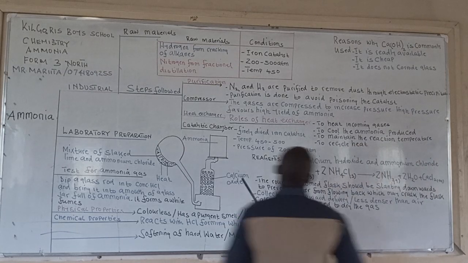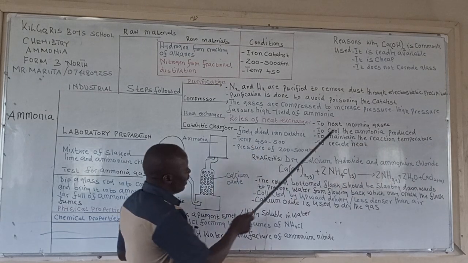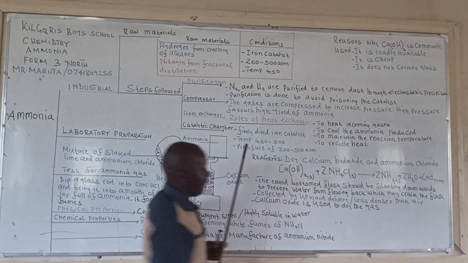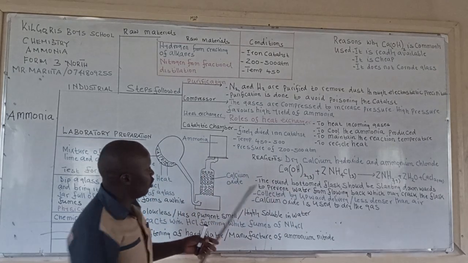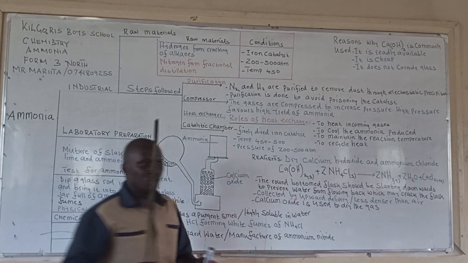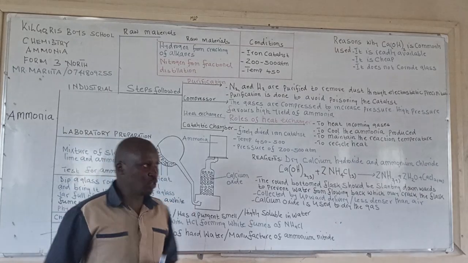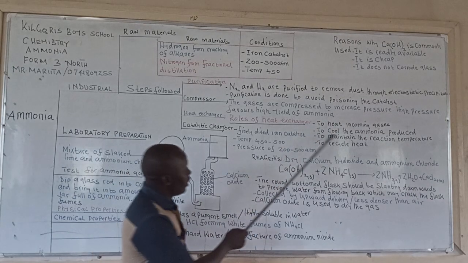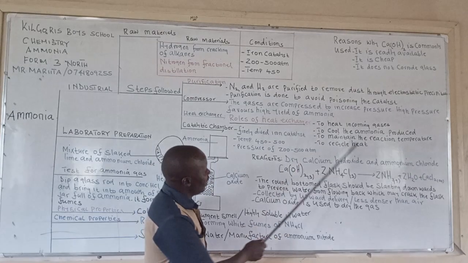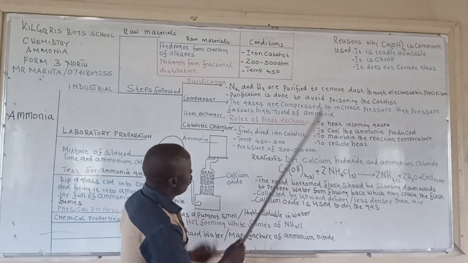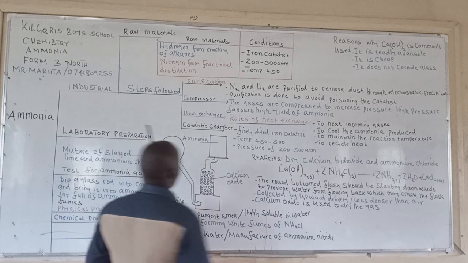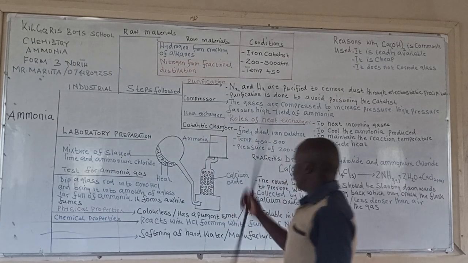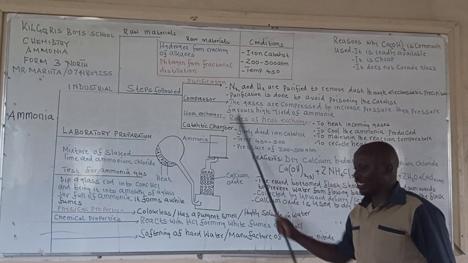The heat exchanger can also be used to maintain the reaction temperature, and it can be used to recycle the heat. So you need to know the purpose of the heat exchanger: to heat the incoming gases, to cool the ammonia produced, to maintain the reaction temperature, and to recycle the heat. Then another step followed, we can have the catalytic chamber.